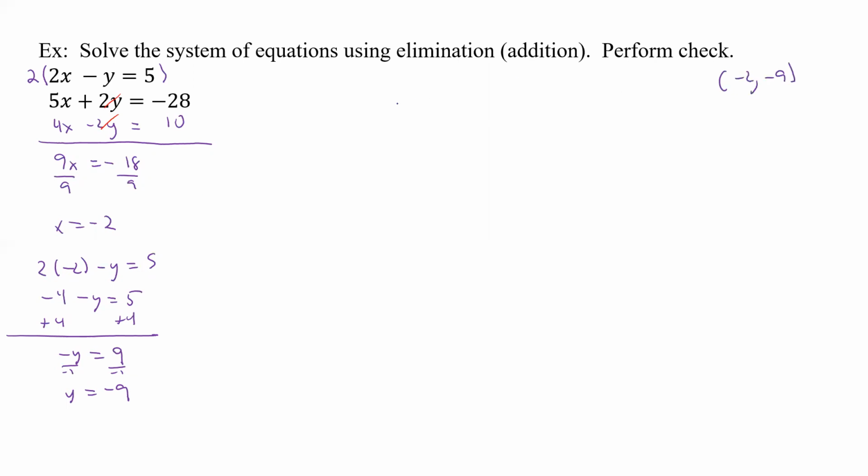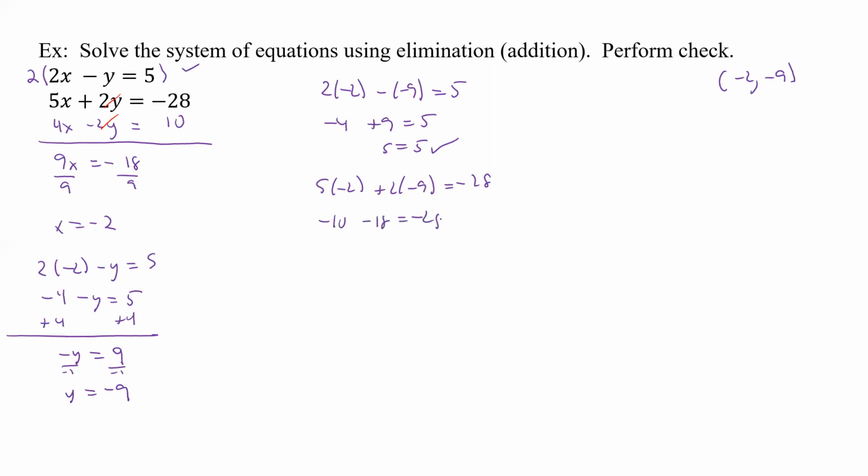Now, is it really that? Who knows? Let's check and make sure. So we'll take 2 times negative 2 minus, and then we have a negative 9 for y, and that's equal to 5. So minus 4 plus 9 equals 5. 9 minus 4 is 5. So it checks in the first one. How about the second one? 5 times negative 2 plus 2 times negative 9 equals negative 28. Well, here's a negative 10. That's negative 18 equals negative 28. Well, that's negative 28 equals negative 28. So it checks there as well. So we have our solution, and it's independent and consistent.